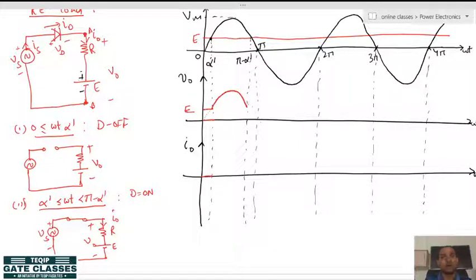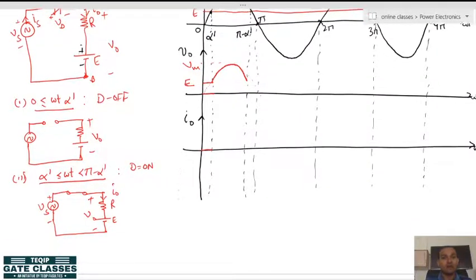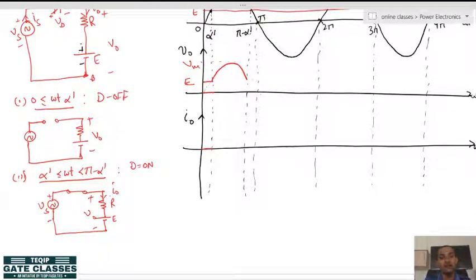Okay. Now, if you see here, if you talk about the load current here, since it is only a resistive load, the load current will also be similar to that, whatever is through the resistance load, all right. The load current will be similar to that.